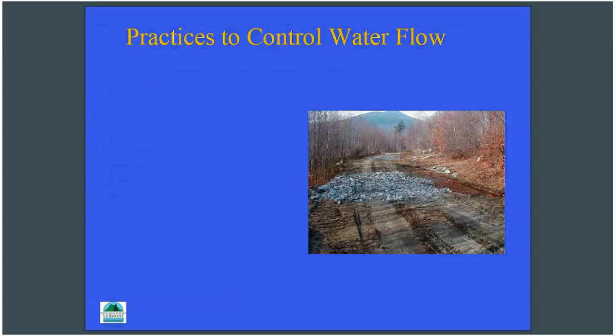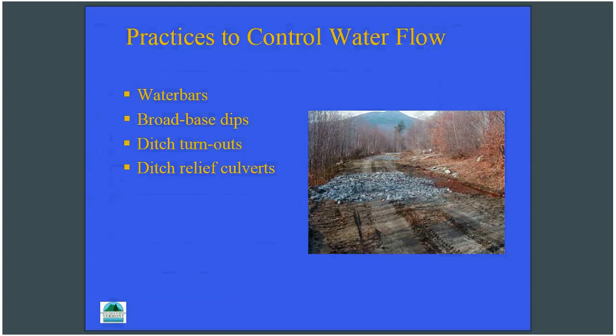Practices to control water flow include water bars, broad-based dips, ditch turnouts, ditch relief culverts, silt fence, and hay bale check dams. These practices intercept and divert runoff from truck roads, skid trails, and log landings into forested areas where sediment is trapped and water is infiltrated. They also help to sustain the natural flow of water through a forest landscape.